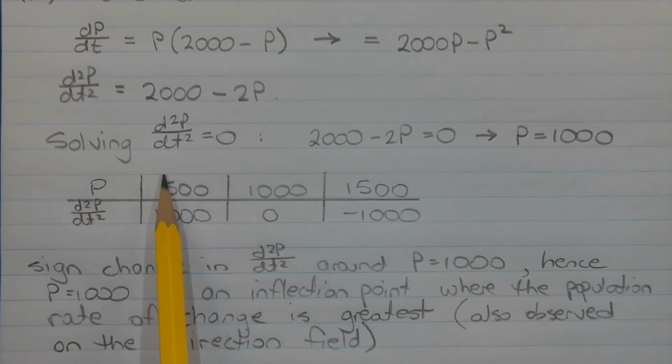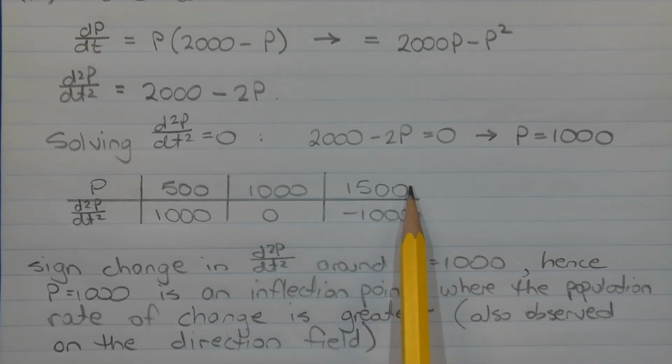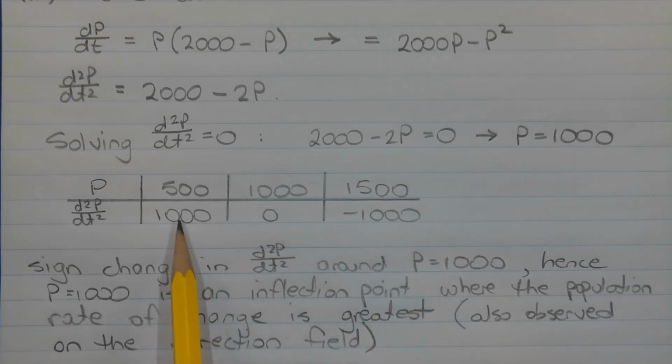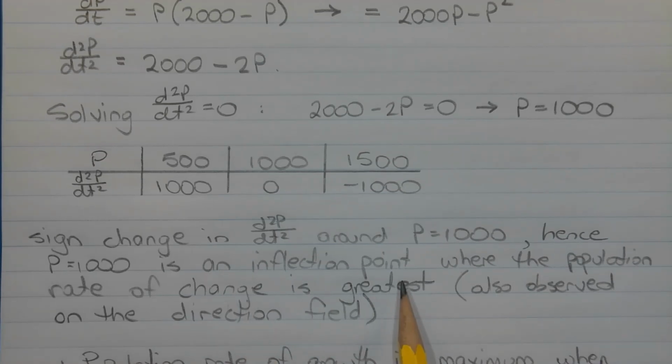When P is equal to 500, using this equation here, we get d squared P by dt squared is 1000, so that's positive. When P is equal to 1000, the second derivative is 0, and when P is equal to 1500, we get a second derivative of negative 1000. So positive, 0, negative. We have a sign change in the second derivative around P equals 1000. Hence, P equals 1000 is an inflection point where the population rate of change is greatest.